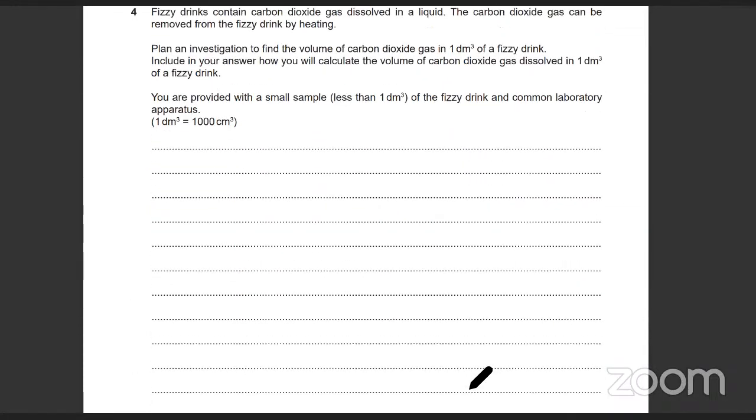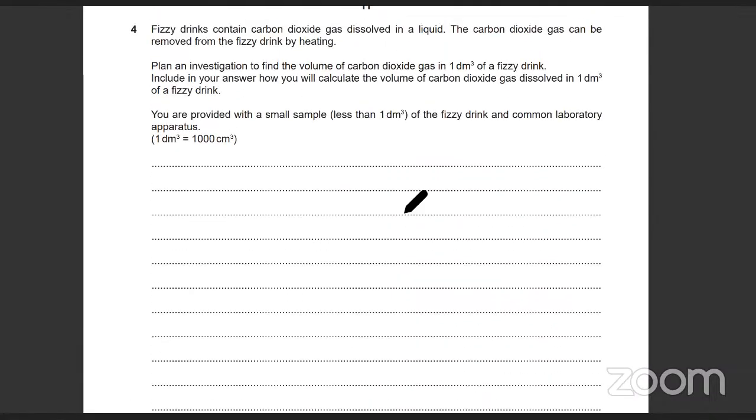Now there's one more last question, which is worth 6 marks. Fizzy drinks contain carbon dioxide dissolved in a liquid. The carbon dioxide gas can be removed from the fizzy drink by heating. Plan an investigation to find the volume of carbon dioxide gas in 1 dm cube of fizzy drink. Include in your answer how you will calculate the volume of carbon dioxide gas dissolved in 1 dm cube of fizzy drink. You are provided with a sample of the fizzy drink.